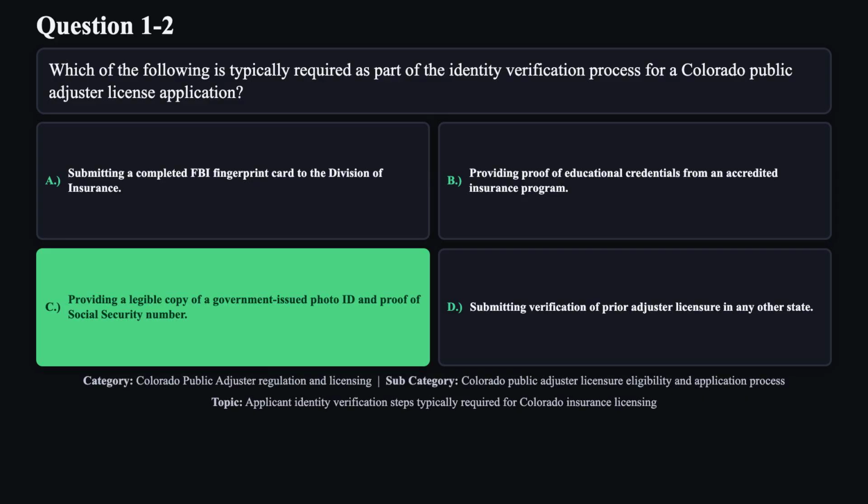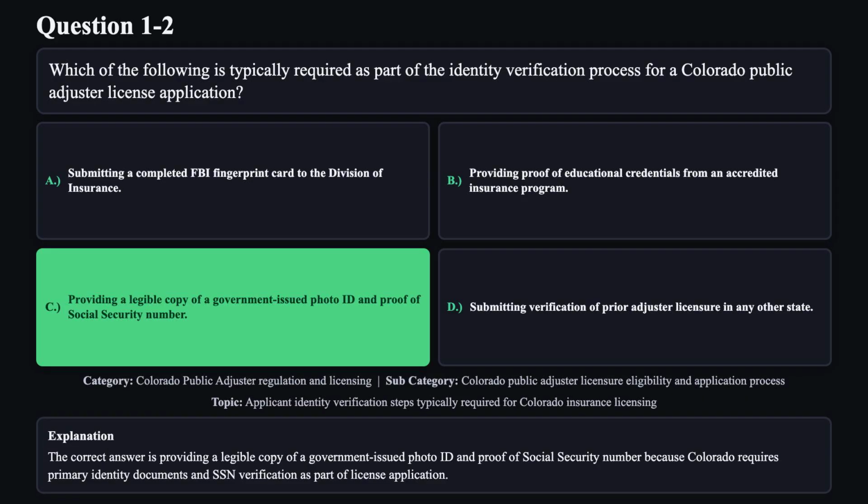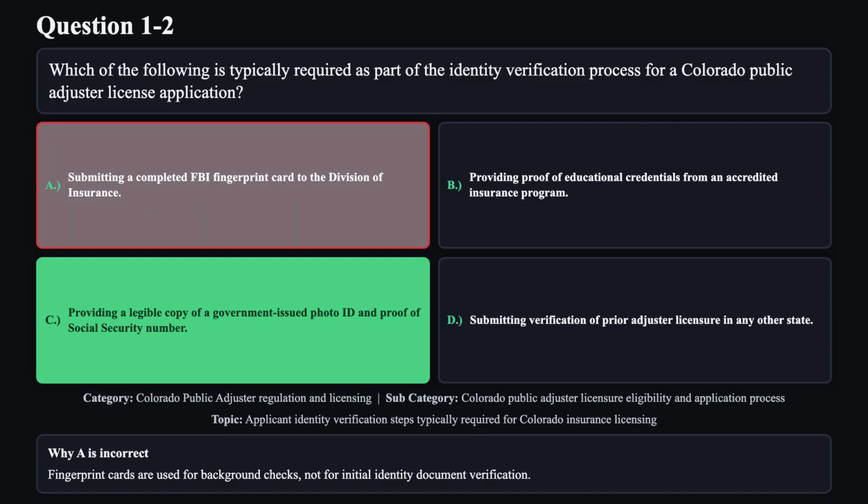The correct answer is C. The correct answer is providing a legible copy of a government-issued photo ID and proof of Social Security number, because Colorado requires primary identity documents and SSN verification as part of the license application. Reason A is not correct.